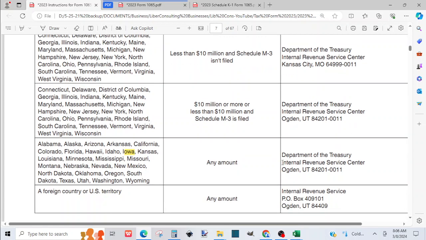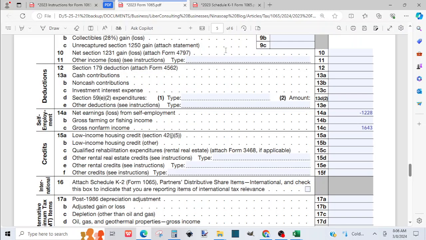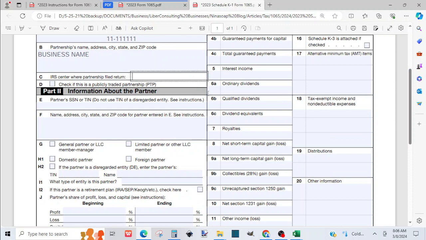And you can see where it's going. In this example, it's going to be Ogden. D, check if this is a publicly traded. No. Again, if you have two partners in your business, you'll have two Schedule K-1.